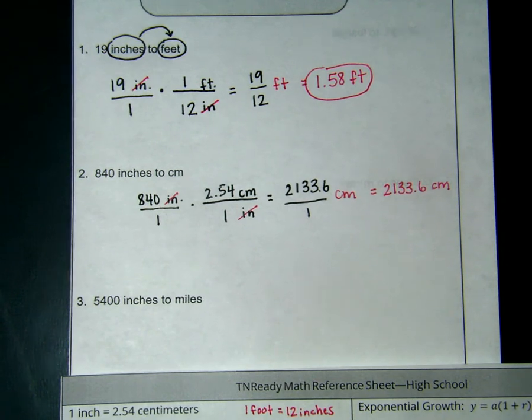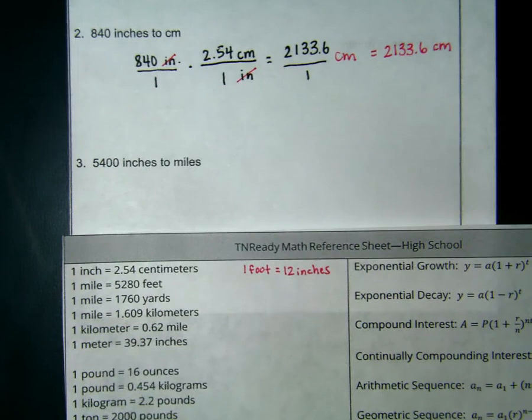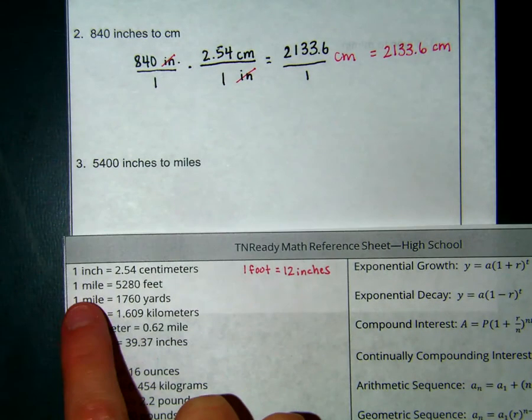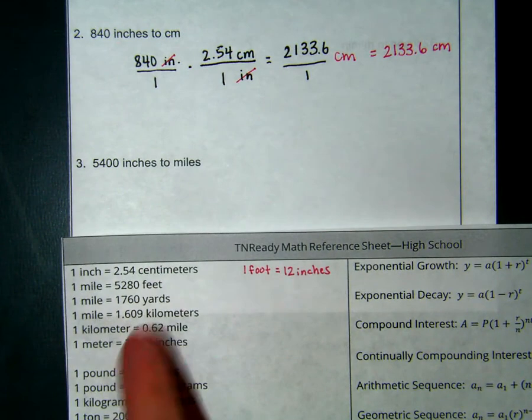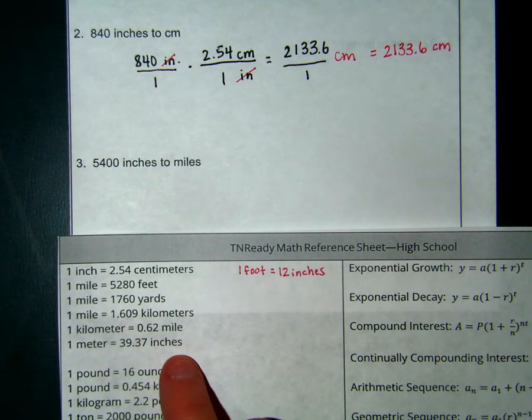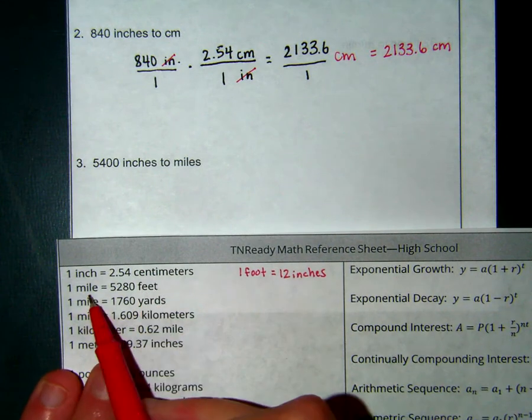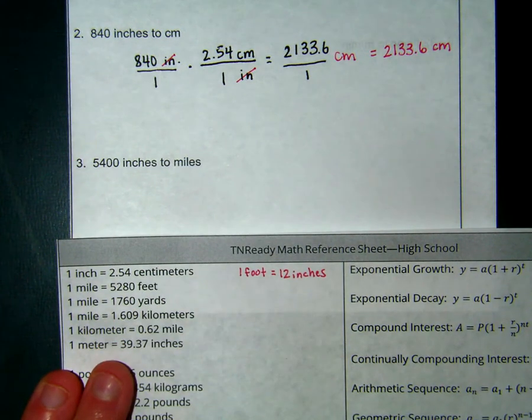Okay, let's do number 3. Inches to miles. Can we go inches to miles? Inches, centimeters, mile, feet, mile, yard, mile, kilometers, kilometer, mile, meter, inches. Nope. I can't go from inches to miles. But you know what I can do? I can go from inches to feet and feet to miles. So that's what we're going to have to do.